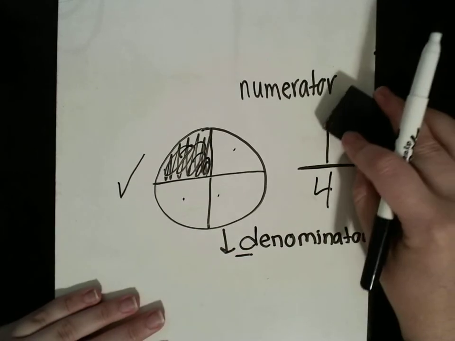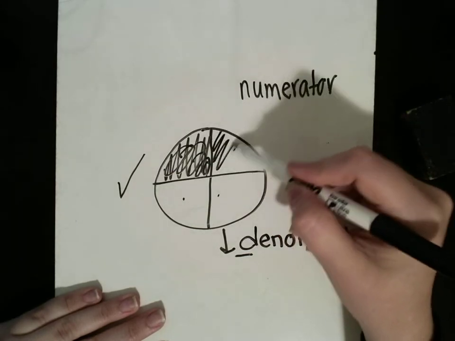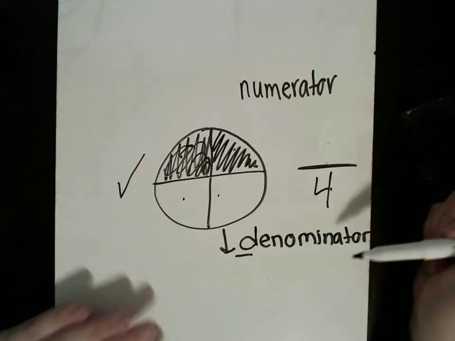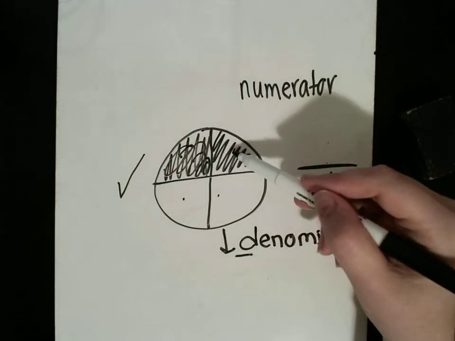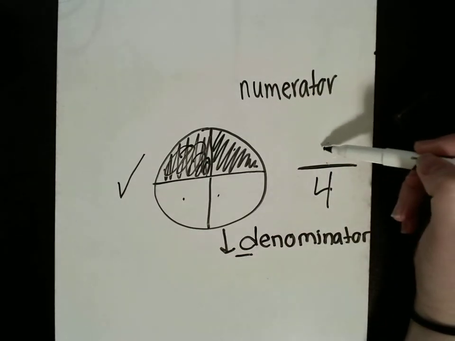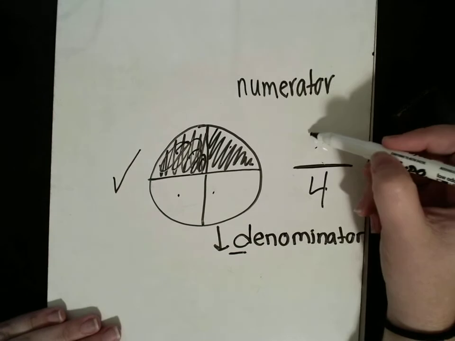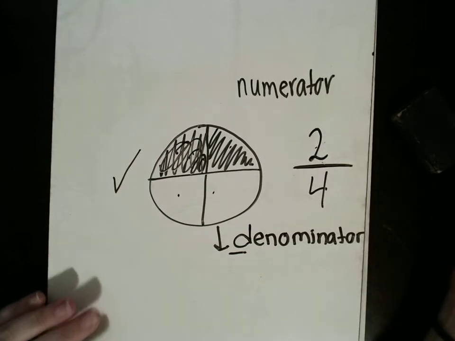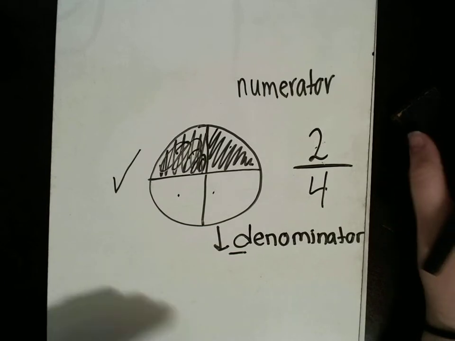If I were to shade in another one, the number of equal parts did not change. There are still 1, 2, 3, 4. But the number that is shaded in did change. Now there are 2 parts shaded in. So now 2/4 of this shape are shaded in.